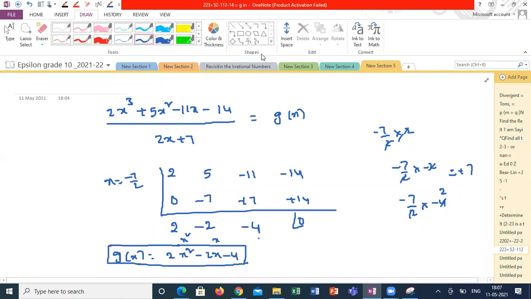Guys, is it clear? Only one person is answering me, at least through the chat. Shall I go for one more question? I hope you are clear with the synthetic division method. The procedure is not required. You can apply it in rough work and give the answer.